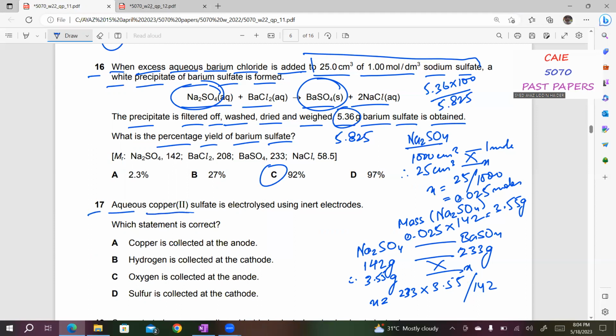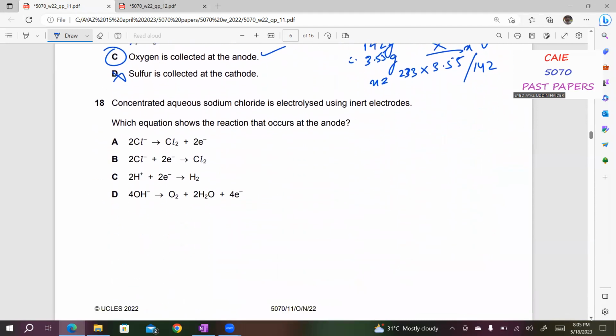Number 17, aqueous copper 2 sulfate is electrolyzed using inert electrodes. Which statement is correct? A, copper is collected at the anode. It's not collected at anode, it's collected at cathode. B, hydrogen is collected at the cathode. We will not get hydrogen at cathode, we will get copper at cathode. So this is also wrong. C, oxygen is collected at the anode. This statement is correct. Last one, sulfur is collected at the cathode. This is also wrong. So C will be the right answer for question number 17.